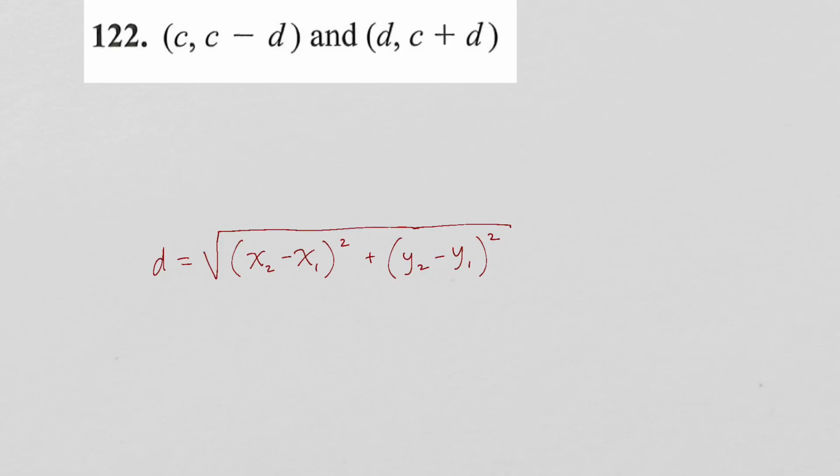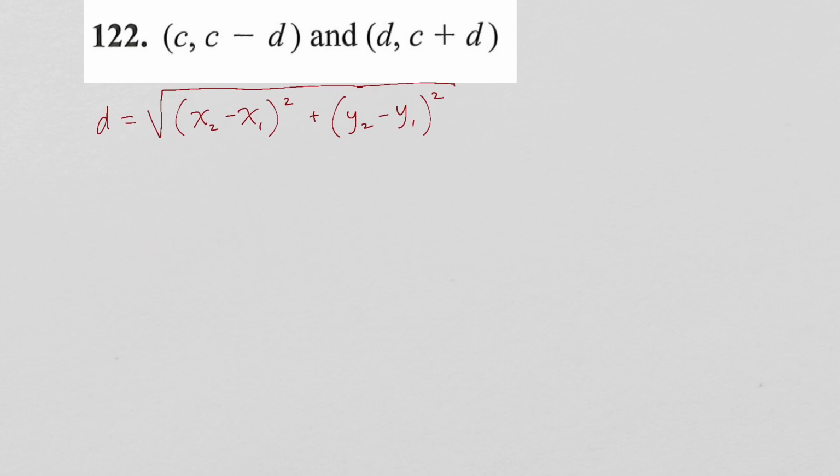Okay, so let's do this. Move that up there. All right, so this is equal to the square root of x2, which is the x value of the second point, that's d, minus x1, which is the x value of the first point, that's c. Oops. And we'll square all of that, plus y2, which is the y value of the second point, so that's c plus d, minus y1, which is all of that.